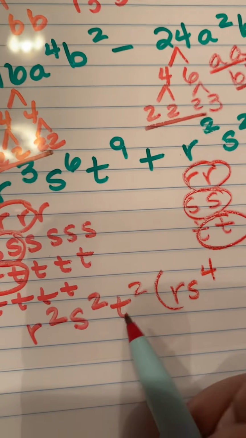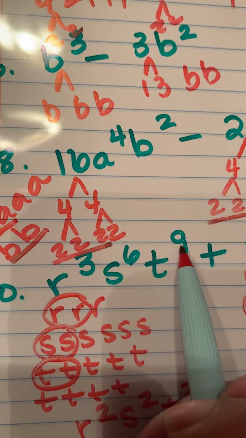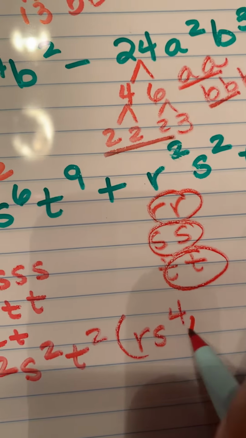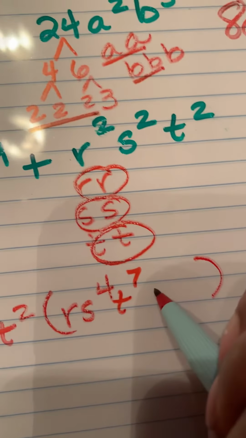All right, I need t to the 9th power. So I need 9 of these. Well, how many do you have? I only have 2. So that means how many do you need? I need 7 to make that complete.